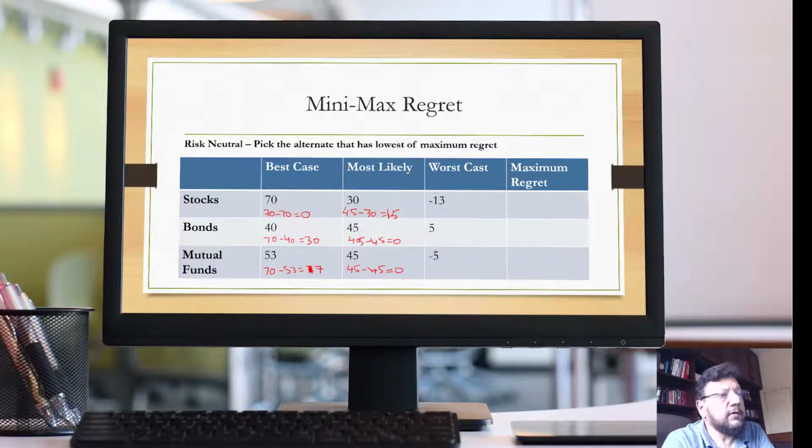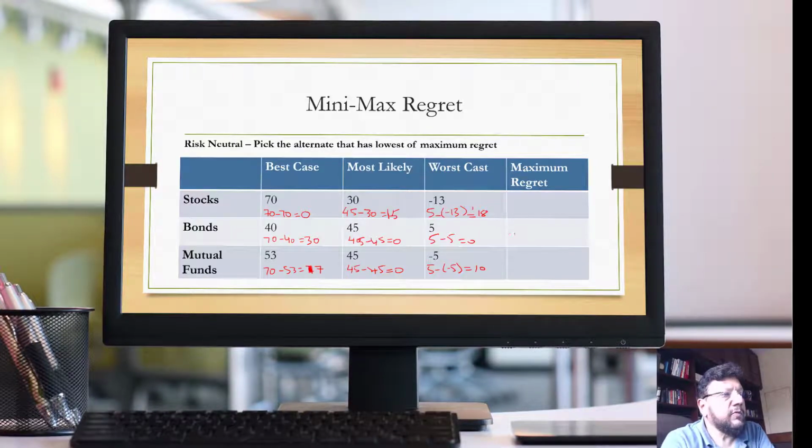again, zero regret. If it was a worst case market and you invested into stocks, then your regret would be 5 minus 13, and that would be 18. And if you invested in bonds, you have no regret. If you invested in mutual funds, then your regret would be 5 minus 5 and 10.